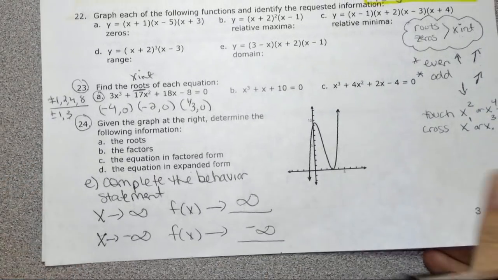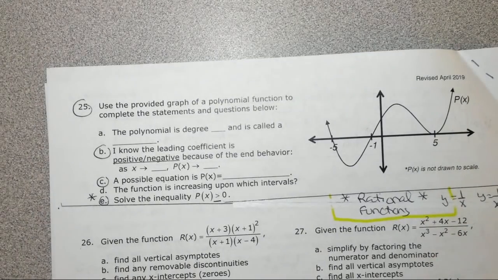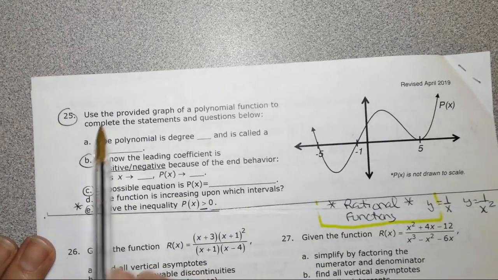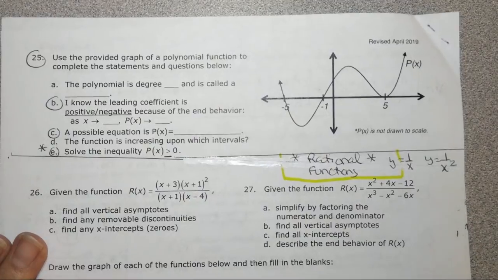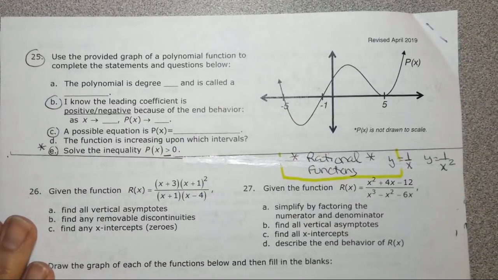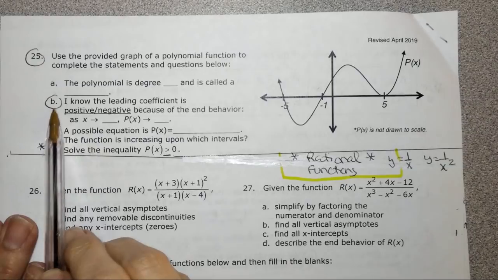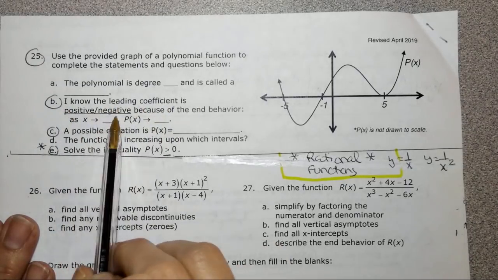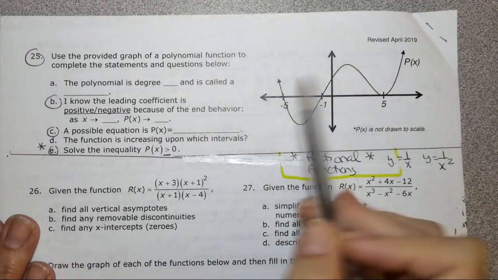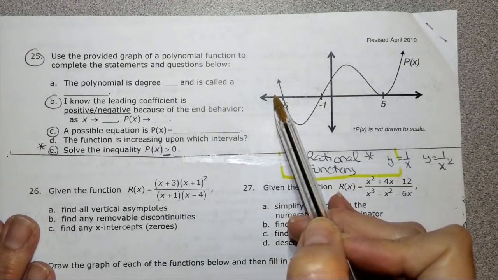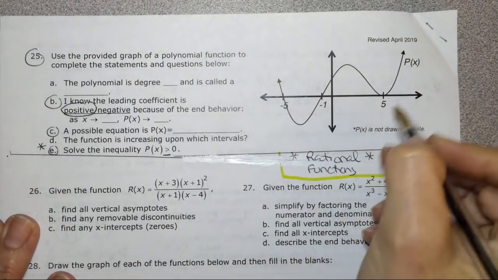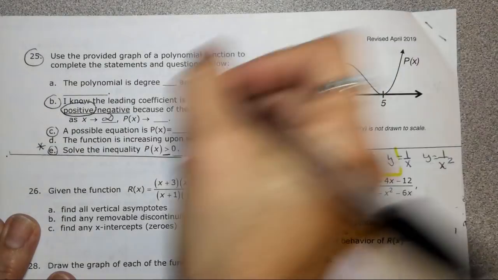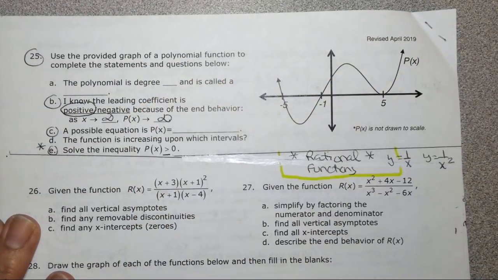Okay, let's go ahead and turn the page. So we're still talking about polynomials on the back. On number 25, it says use the provided graph of the polynomial function to complete the statements in the questions below. So I'm going to go look at letter B. I know the leading coefficient is either a positive or a negative. Well, because both arms are going the same direction, I know it's even. Because they're both going up, I know it's positive. So as x goes off to positive infinity, the function also goes off to positive infinity.